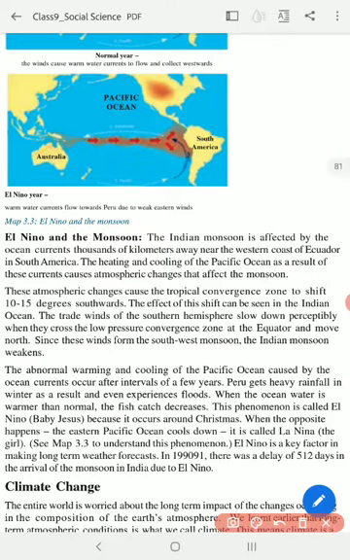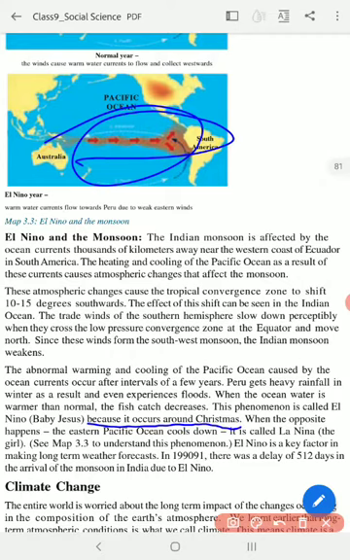phenomena takes place when the ocean is getting heated up. It occurs around the Christmas. That's the reason why we have terrible summer in Australia, I told you. Because of the low pressure heating up of the Pacific Ocean, the phenomenon of El Nino.